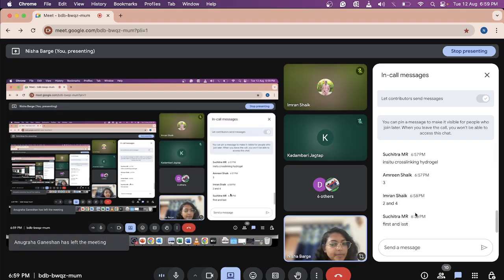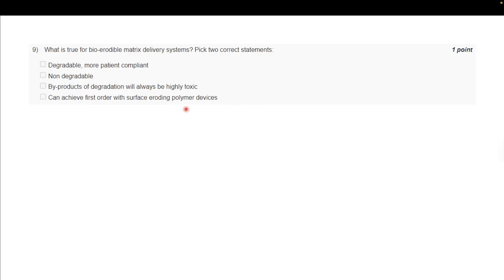Okay, two people have tried answering. Somebody is saying 2 and 4, somebody is saying 1 and 4. Let's look at the answer. Thank you for answering, both of you. The correct answer is, first of all, option 1, it's degradable and more patient compliant, and the last option is can achieve first order with surface eroding polymer devices. I think there's some mistake here. This has to be can achieve zero order with surface eroding polymer devices. So that's the correct one, I think some mistake with the last option.